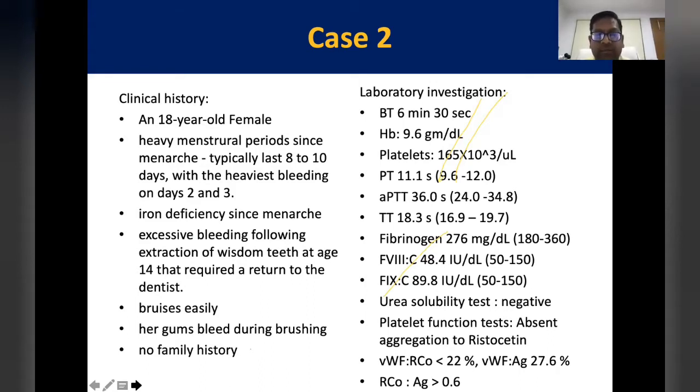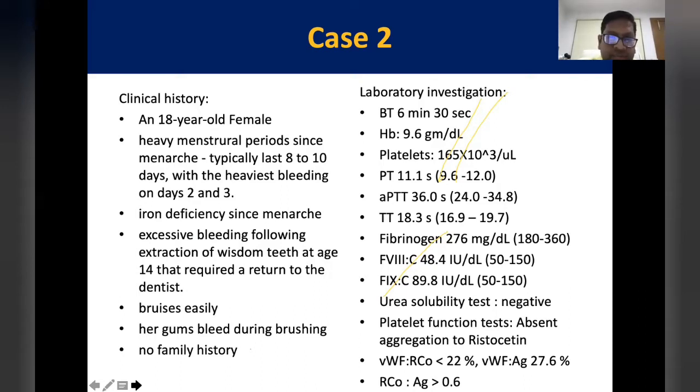Thrombin time is normal. Fibrinogen is 297. Factor 7 levels are 48.4, so that is marginal. Factor 8, sorry, not 7, factor 8 is marginal. Factor 9 is normal. Urea solubility is negative. And we did a platelet function test and there is absent aggregation to ristocetin. So that indicates it can be von Willebrand disease or BSS. Looking into von Willebrand ristocetin cofactor activity, it is 22%, and von Willebrand factor antigen is 27.6. But the ristocetin cofactor to antigen ratio is 0.6.